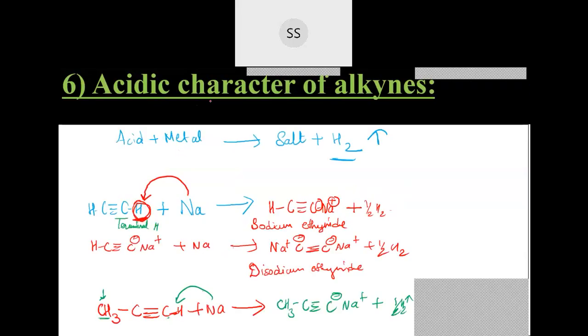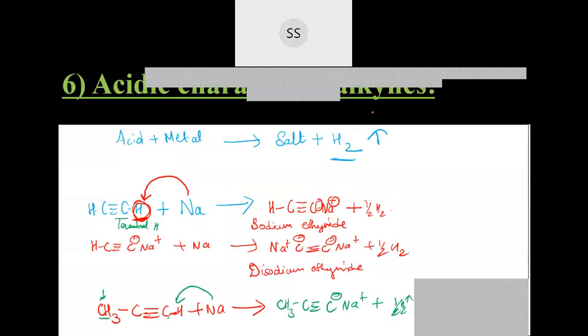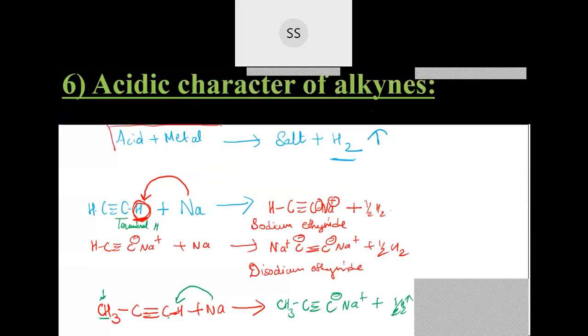Yes, students, now you can write this down. Acidic character of alkynes. You can write like this. Acid reacts with metal to give salt plus hydrogen gas. So here, example-wise, I have taken this. Like that only, ethyne when made to react with sodium forms sodium ethanide and hydrogen gas.